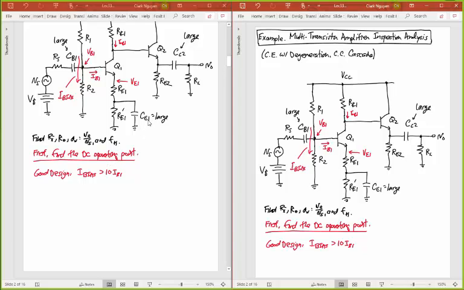And so now let's go ahead and do the analysis here. And so I can write one equation and get that voltage VB1 as just the voltage division through R1 and R2. This should be R2.